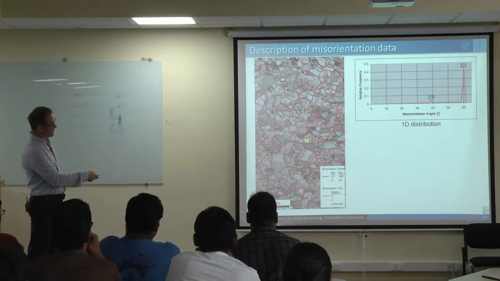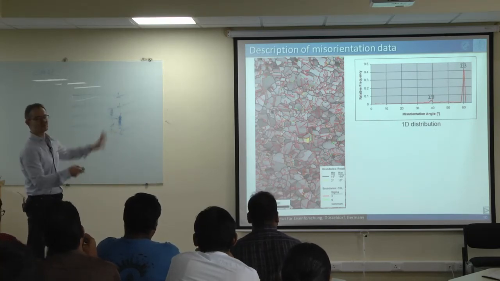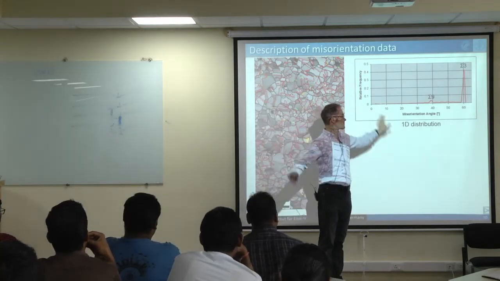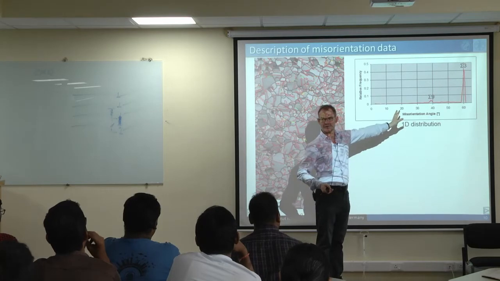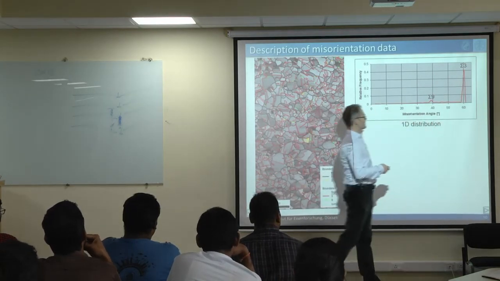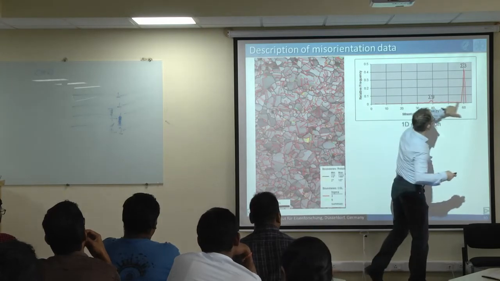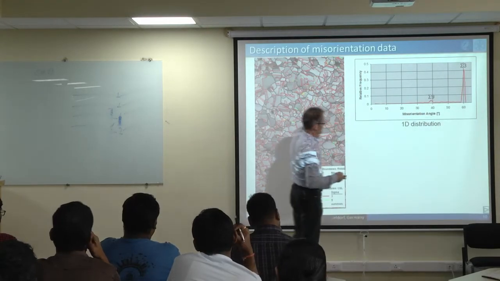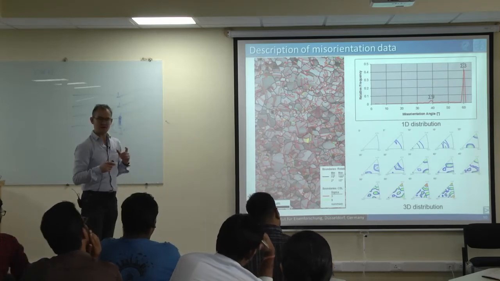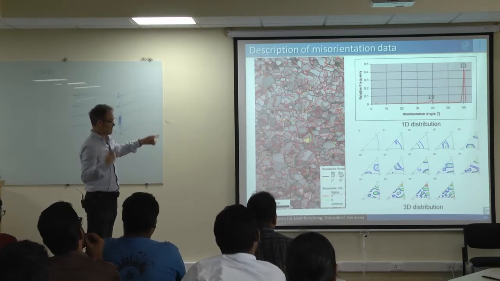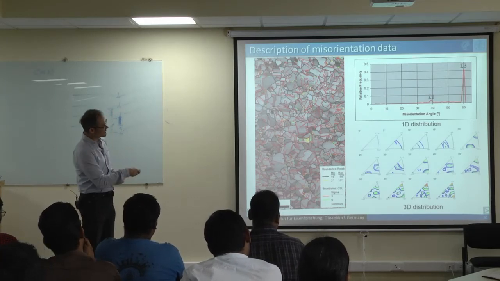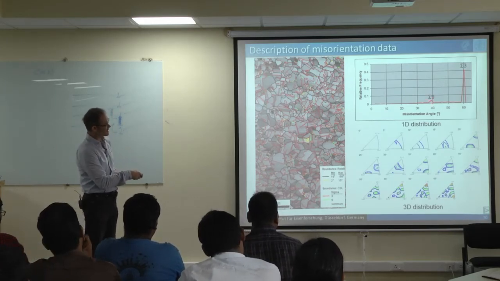But this was only a 1D distribution, and I tell you that this is sigma 3 and sigma 9, but by just looking at this graph, you can't tell what it is. No? You can just say there is a 60 degree boundary and a 39 degree boundary, and then there are some other boundaries just randomly distributed in between. Now, we can become a little bit more detailed, because the EBSD analysis software allows us to see not only the angle, but also the axis of rotation.